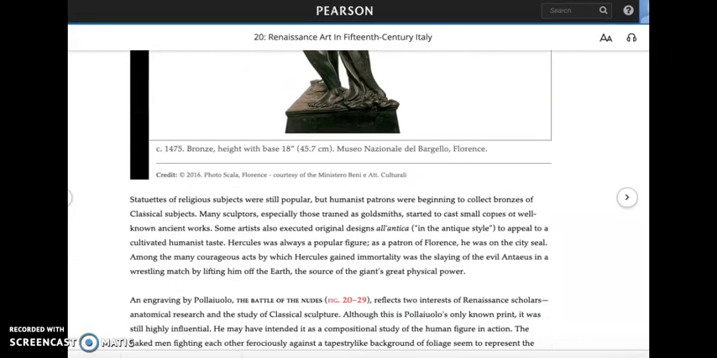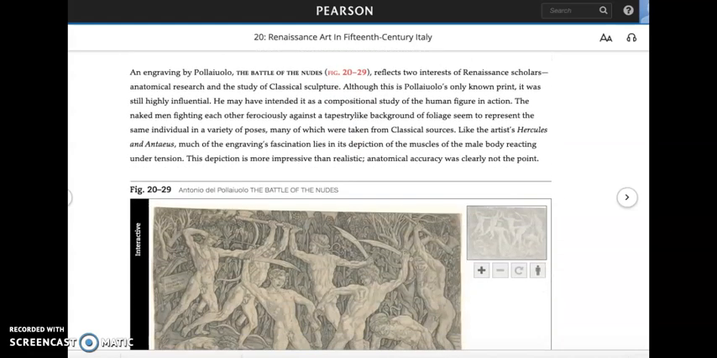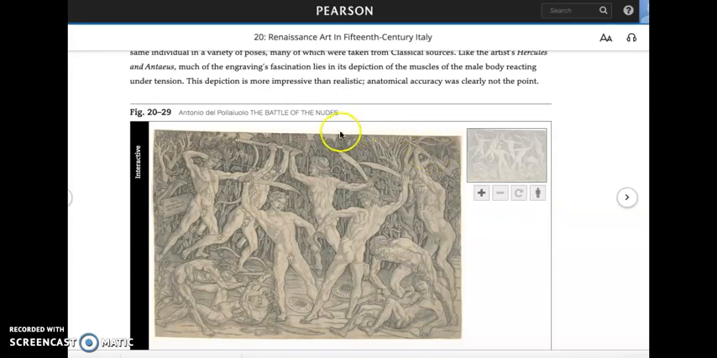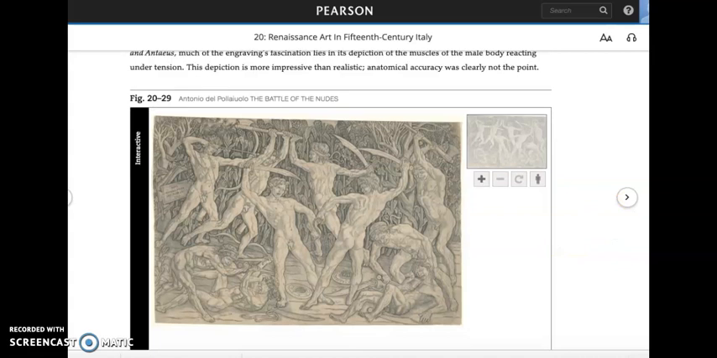And as you scroll down and read along, you will see that the textbook authors introduced this engraving, the Battle of the Nudes, to show you Pollaiuolo's interest in the naked body and its anatomy. So this isn't an engraving, it's a print, a reproducible artwork based on the technology of the intaglio metal plate that you learned about. In terms of anatomy, this is quite a study.